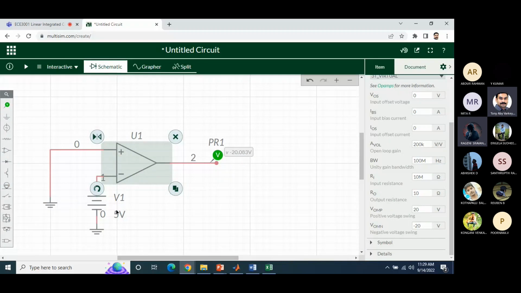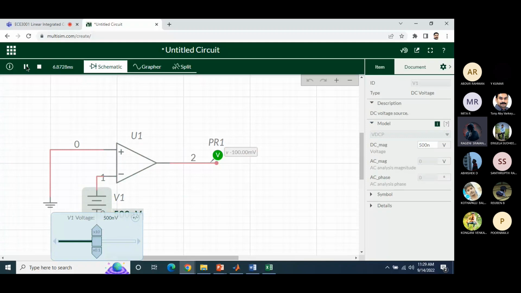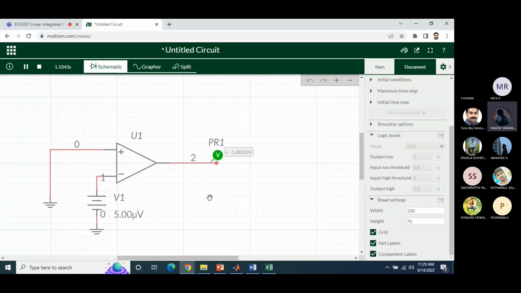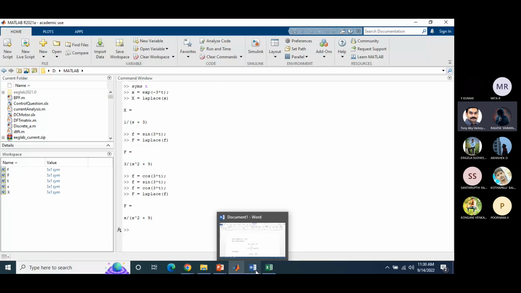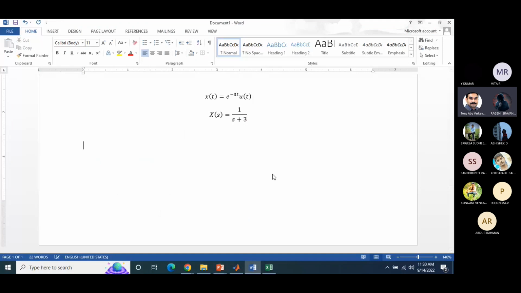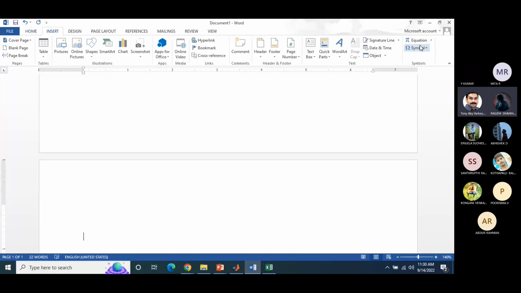Yes, sir. Okay. But in this, I don't think it will work for micro. We will try and see, but I don't think it will work. Oh, it is working. Okay. Say for example, 5 microvolt I gave. So what will happen? I will open one sheet here and write.